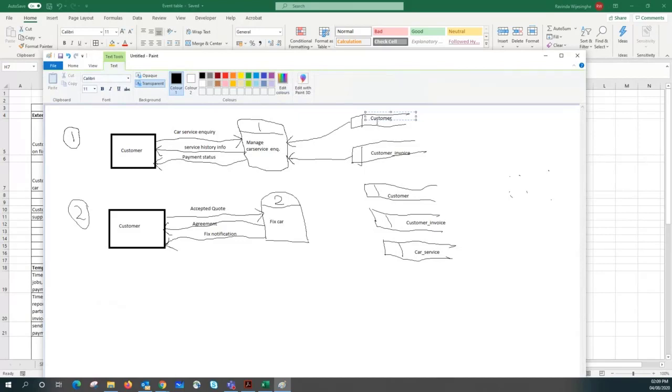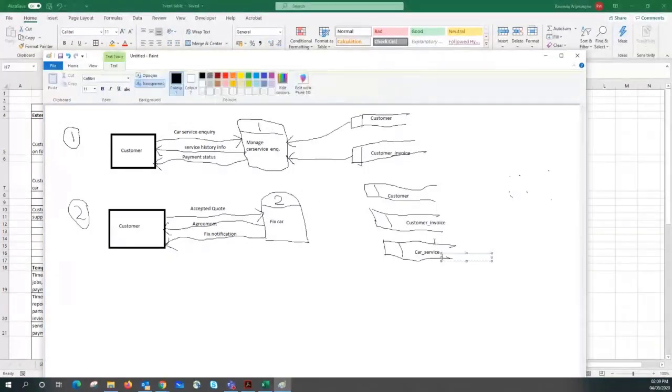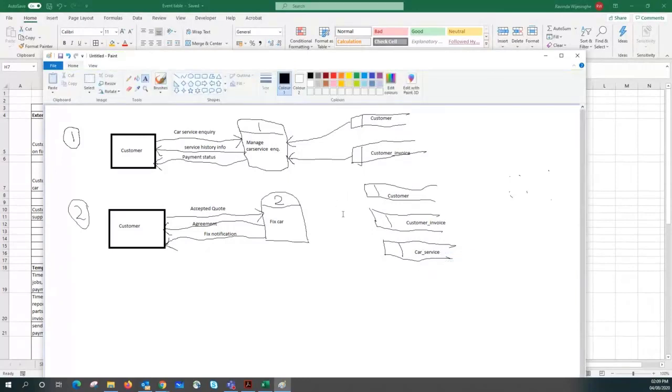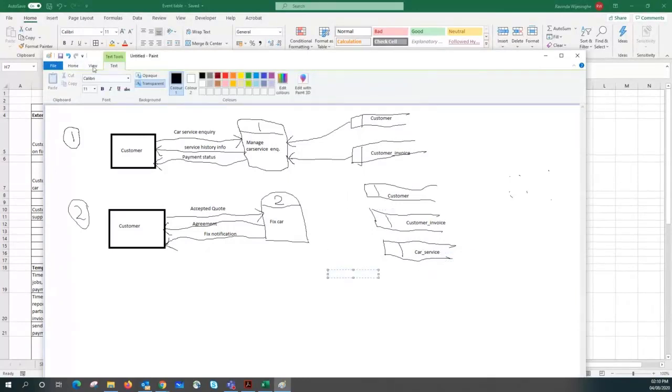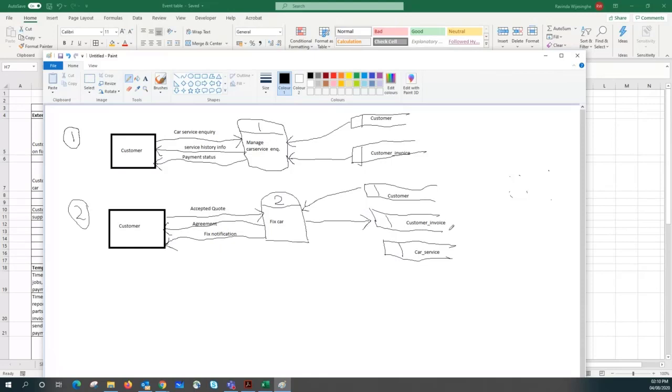Now the same entity, right? Now here you can see the customer entity is the same entity, right? So the same entity is used by this use case as well as this use case, right? But here we have an additional one called car service. Okay. Right. So in order to process this, when the accepted quote comes in, we may read the customer, right? We may read the customer, and then we may write an entry into the customer invoice account, right?